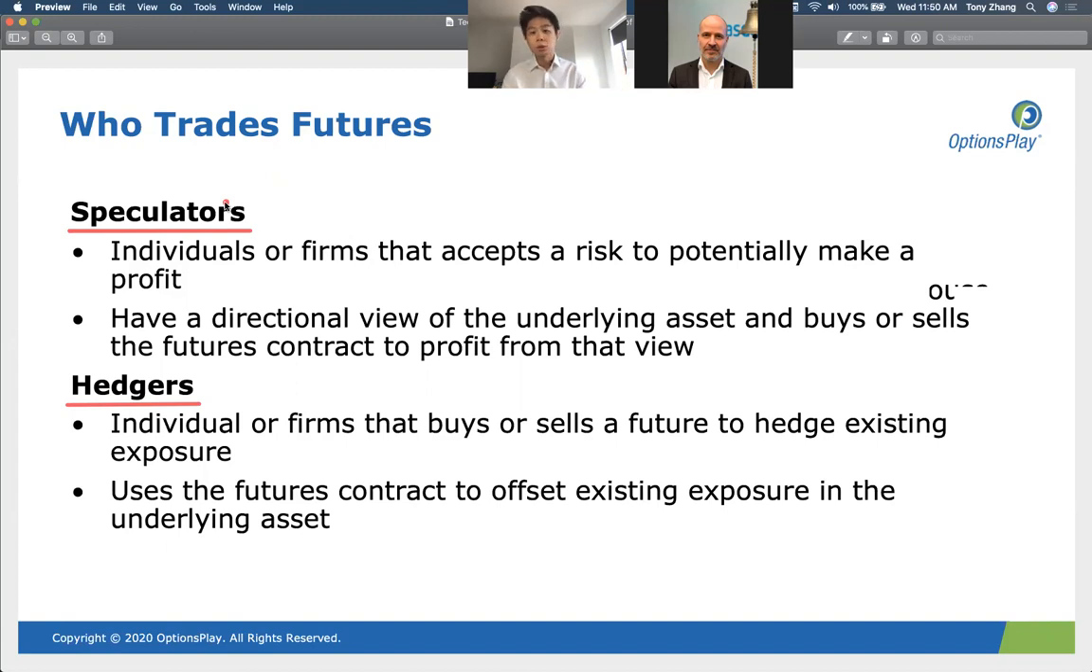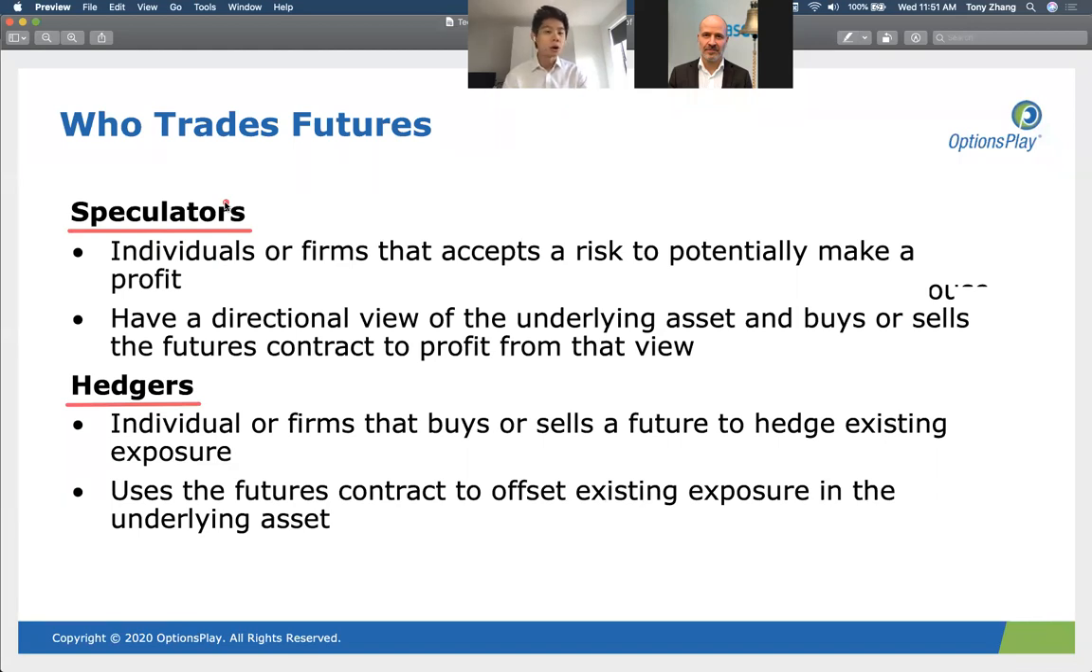They could be individuals, they could be firms doing it on behalf of a client or doing it on behalf of their own book. Regardless, these are individuals or firms that have a directional view on the underlying asset. So if you look at the OMXS30, you either believe the index is going to go higher or you think the index is going to go lower, and you're effectively placing your money at risk to try to place that bet. And if you are correct on your directional view, you can make a potential profit on that trade.